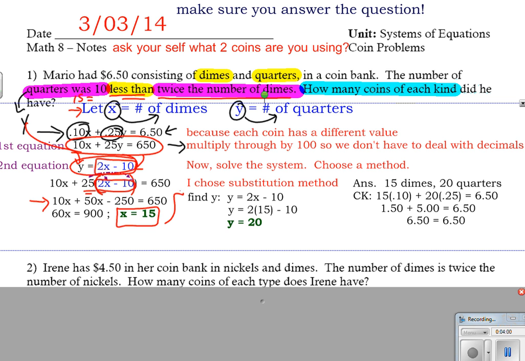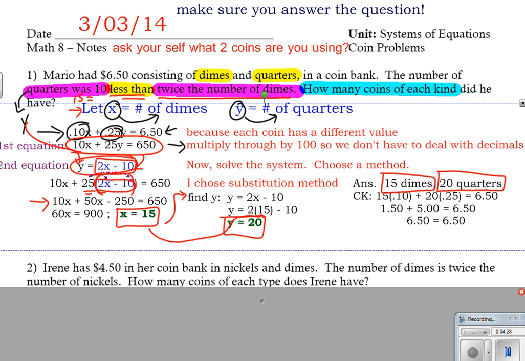Here is my next step to find my y. I have to substitute in my 15 wherever I see an x, and I wind up with y equaling 20. Now, what does that mean? Well, I have to go back up into my let statement. X represented dimes, so I have 15 dimes. Y represented quarters, so I have 20 quarters.